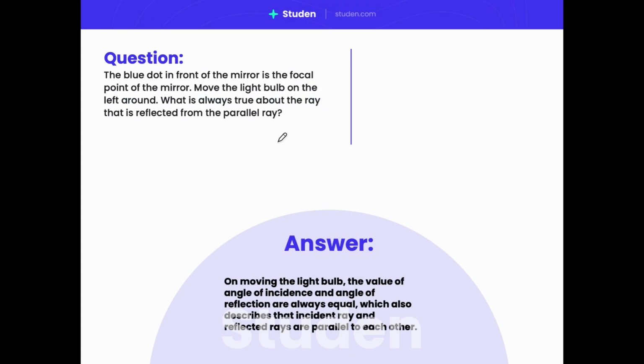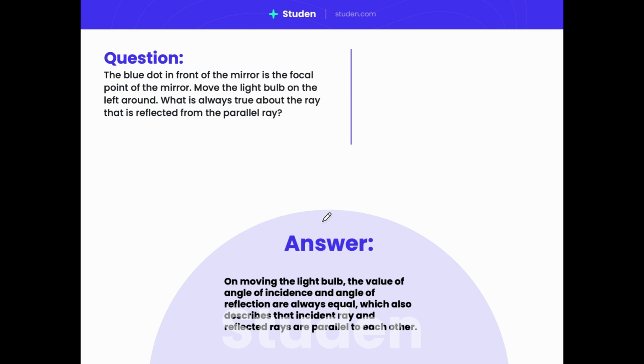Hey guys, today we have to answer this question, so let's take a look. Here the blue dot in front of the mirror is the focal point of the mirror, and we have to move the light bulb on the left around, and the question is, what is always true about the ray that is reflected from the parallel ray?